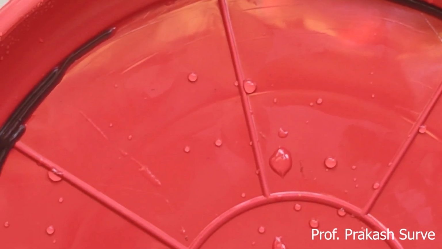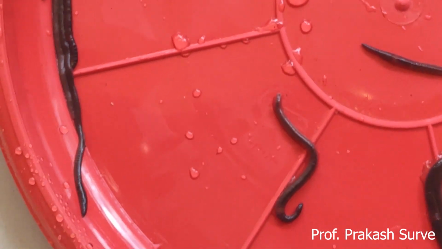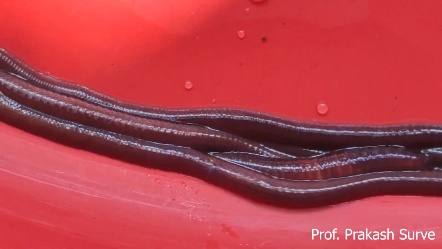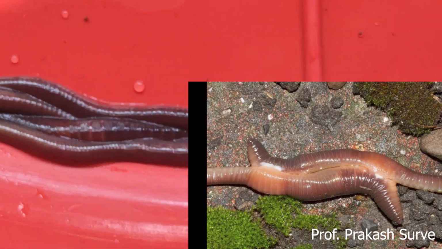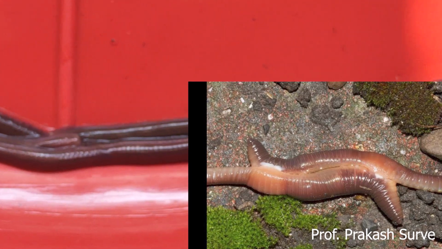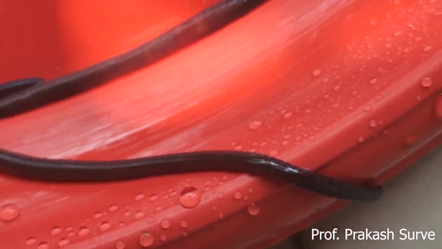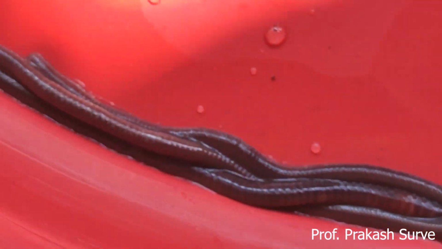Each body segment, except the first segment, the clitellum, and the last segment, has a row of S-shaped setae. So here we can observe the mating between the two earthworms. The role of the setae is in locomotion.